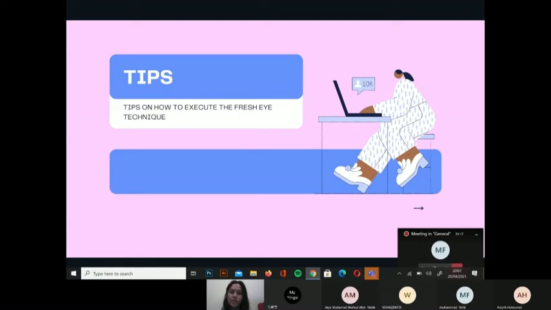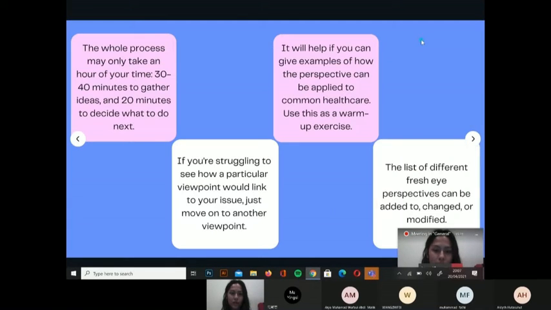Now I'm going to explain the tips on how to execute the fresh eye technique. The whole process may only take an hour of your time, 30 to 40 minutes to gather ideas and 20 minutes to decide what to do next. You should aim to use at least 4 or 5 different perspectives and record the combined results so that you can review the ideas later.